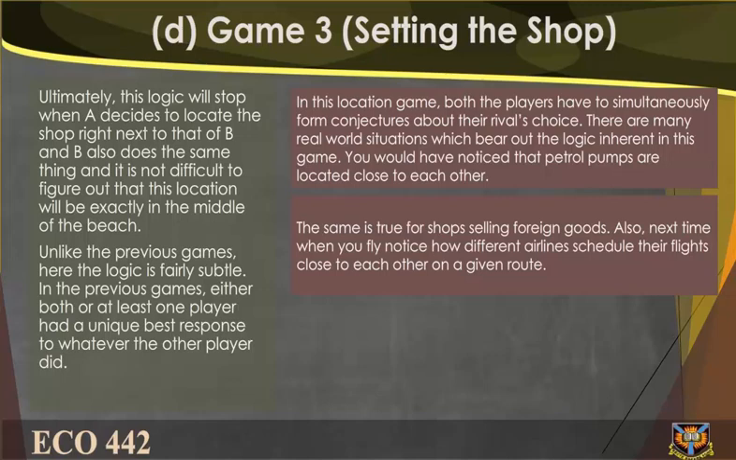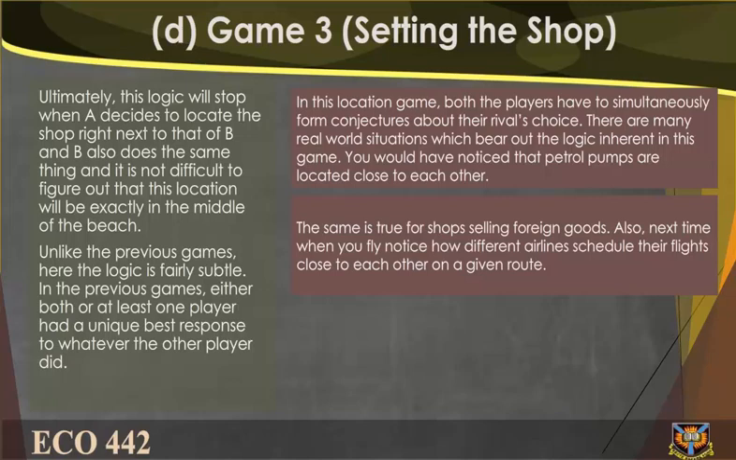Ultimately, this logic will stop when A decides to locate the shell right next to that of B, and B also does the same thing, and it is not difficult to figure out that this location will be exactly in the middle of the beach. Unlike the previous games, here the logic is fairly subtle.